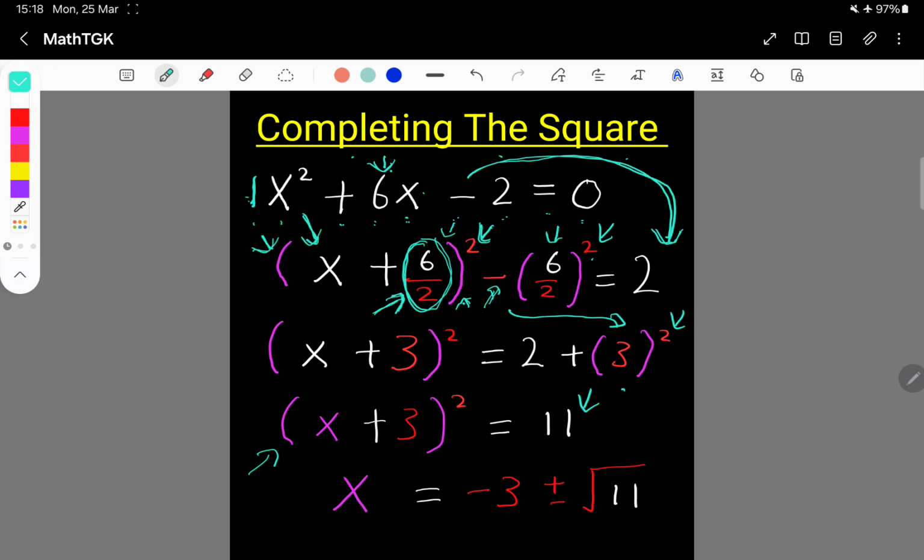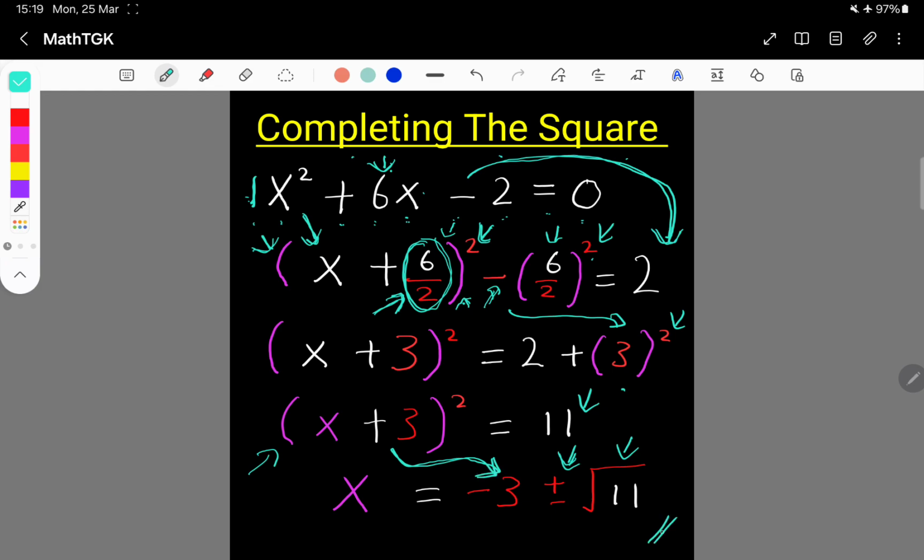Then the last step what you need to do is, you need to take the square root for both sides. Okay, so that's why 11 will become plus minus square root of 11. Then how about 3? When you move to the right hand side, positive 3 will become negative 3. I repeat again, last step is you need to take the square root for both sides. That's why 11 will become plus minus square root 11. And then the positive 3, you need to move to the right hand side so that it becomes negative.